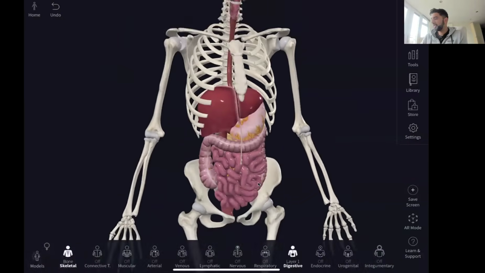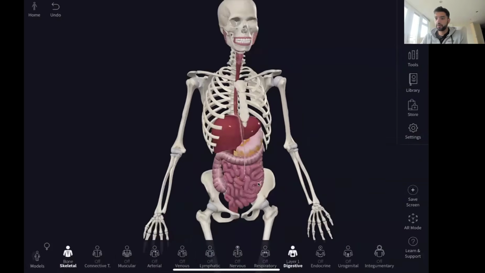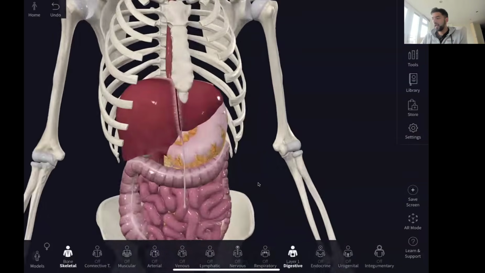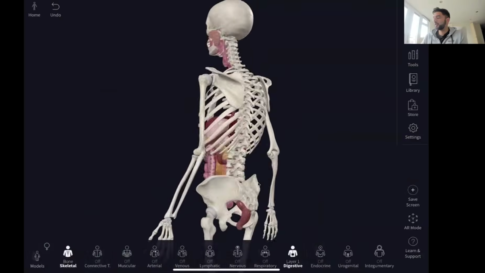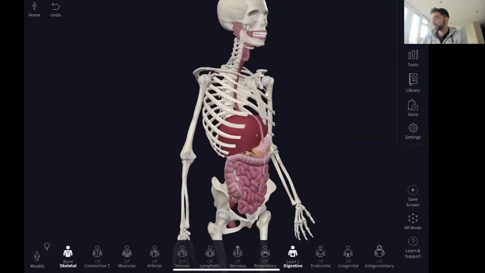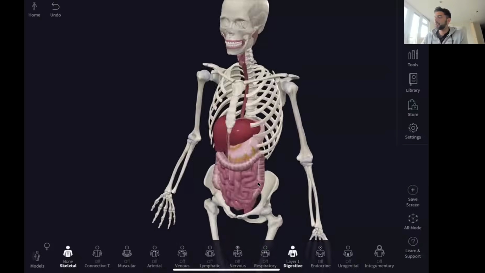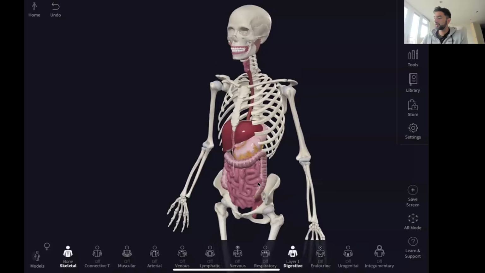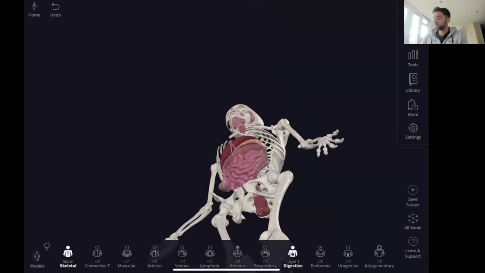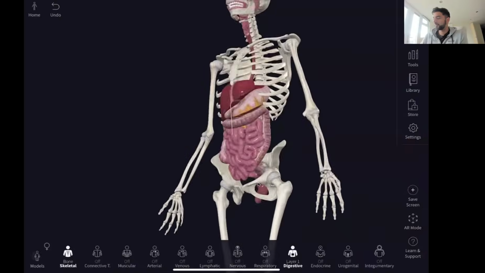Awesome, cool. So this is just an anatomy model. What I've got here is I've removed all of the stuff off this body, apart from what we call the digestive system. The digestive system is everything that runs all the way from the mouth down into the intestine and out to the anus, so where your poo comes out.